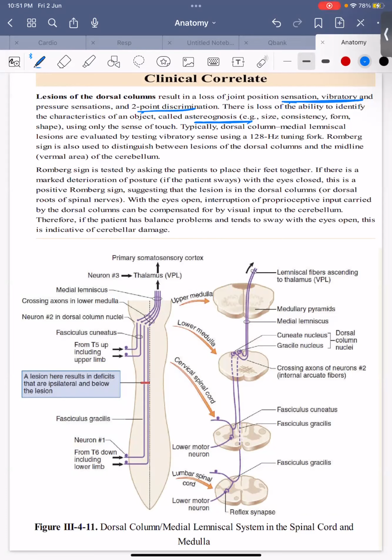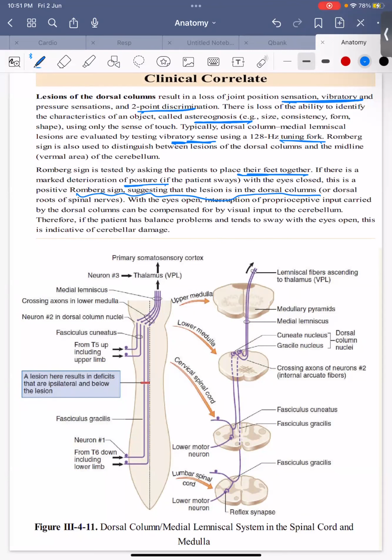If you want to check the dorsal column medial lemniscus tract, you test the vibratory sense using a tuning fork. Now, the Romberg sign is tested by asking the patient to place their feet together. If there is marked deterioration of posture, that is, the patient sways with the eyes closed, this is a positive Romberg sign. It suggests lesions of the dorsal column or the dorsal root of the spinal nerves.